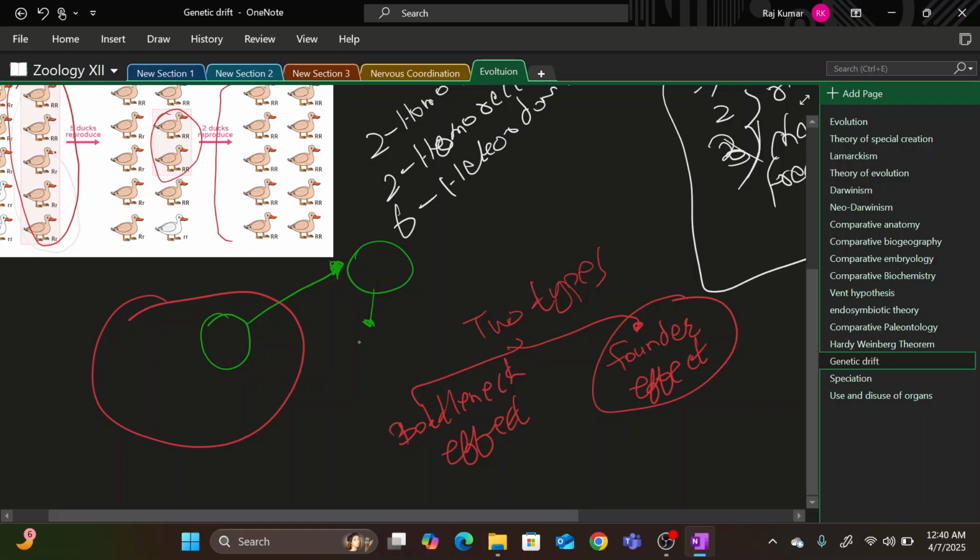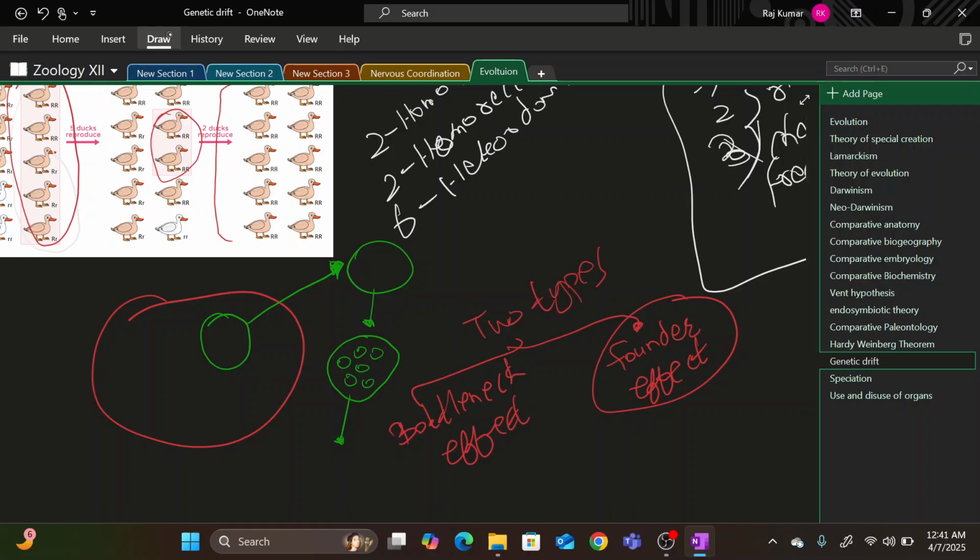So this separated population then develops its own genetic pool, and if there is random mating happening in that genetic pool, it will cause one of the traits to be eliminated from the genetic pool, due to which there would ultimately be a genetic drift happening due to the founder effect. Now this is again another condition, right?